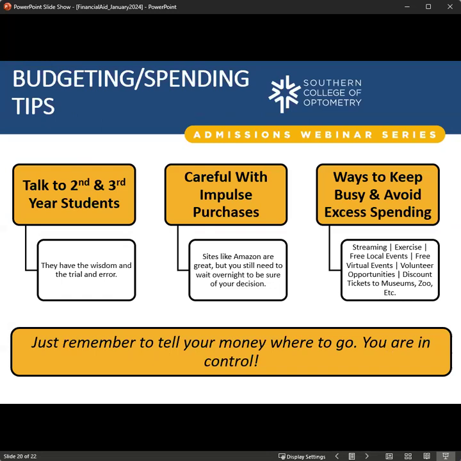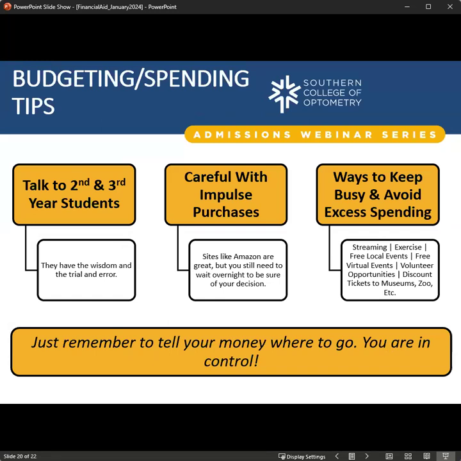Some budgeting tips and spending tips as well. Talk to second and third year students. They have the wisdom from trial and error. Be careful with impulse purchases. You are free to stop by the financial aid office and talk to us and make sure that before you make that impulse purchase, that you're still within your budget and your aid will cover it.